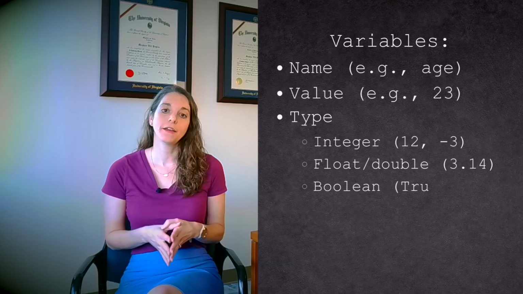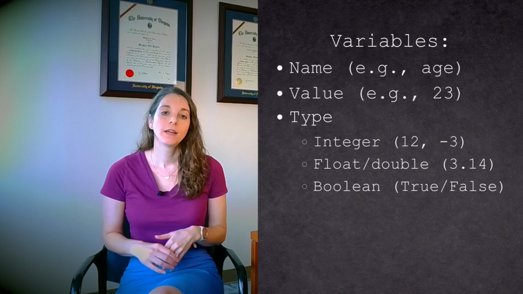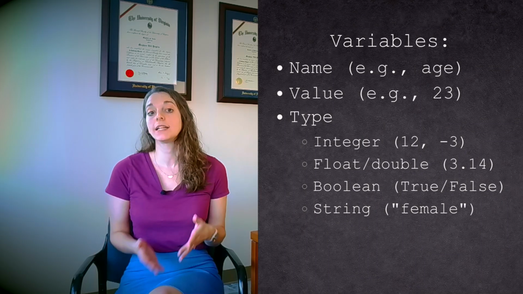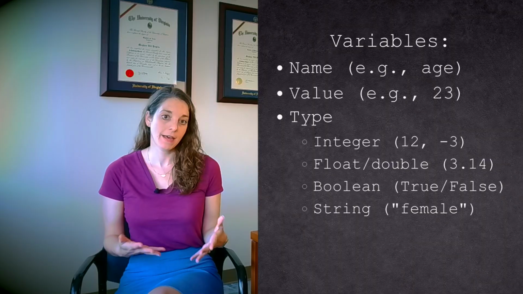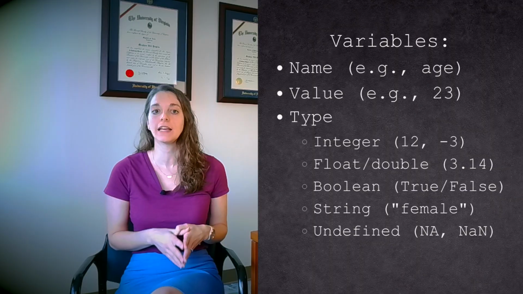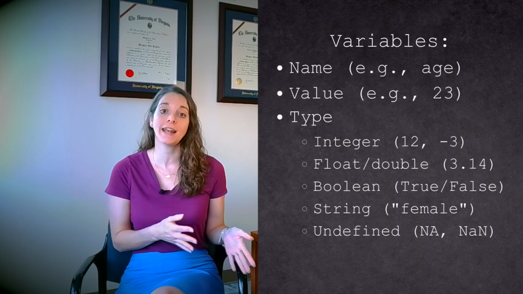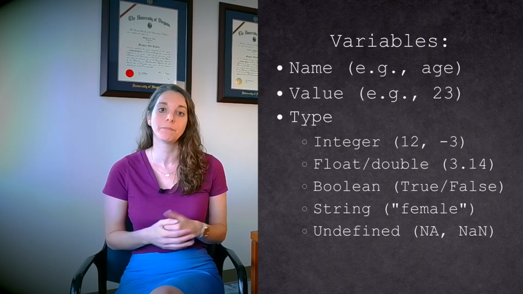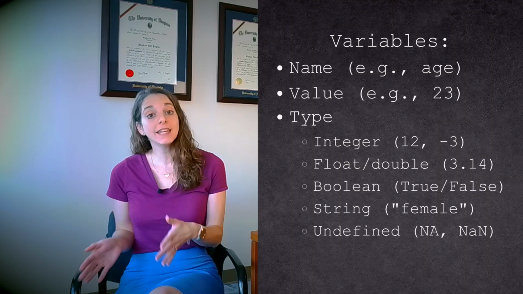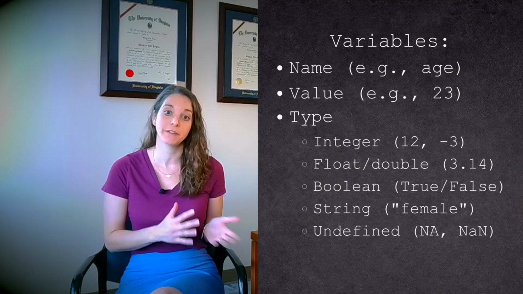Booleans are logical values, true or false. Strings are text that are enclosed in quotes and will be read and treated like words. For example, female. You can also have an undefined variable, and each language handles this differently. In Python, it's None, in R, NA, and in MATLAB, NaN for not a number. You don't need to memorize all these different types now, just know that they exist and different types behave differently.